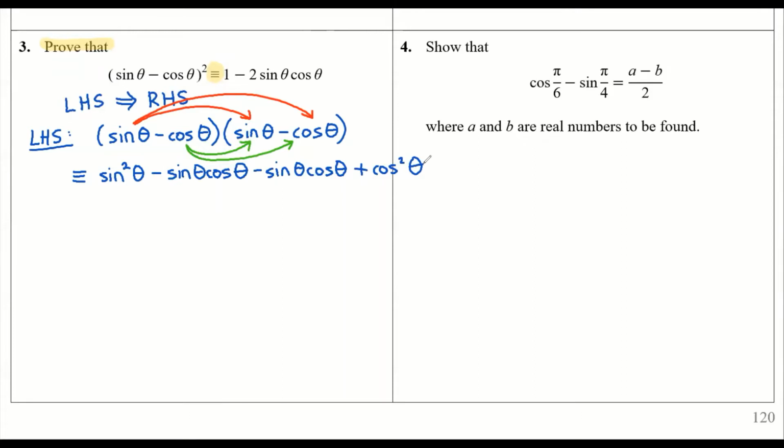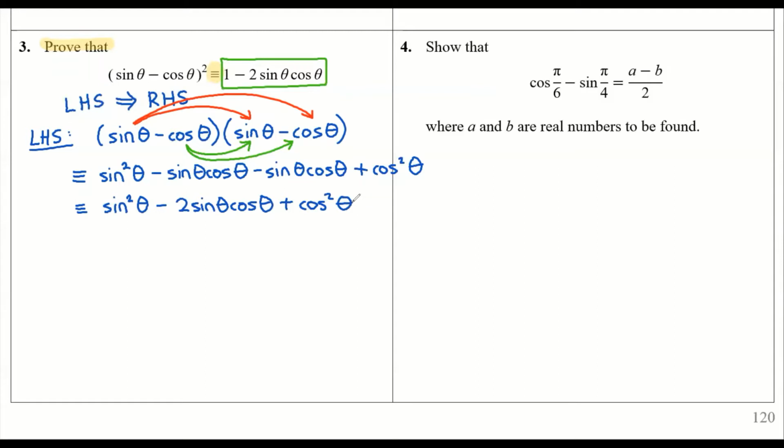So let's keep one eye on where we want to end up. We want to end up with the right-hand side over here. So we'll just keep an eye on that. Now, if I collect like terms, I can see that the two middle terms, the second and third term, are going to combine into this. So I'm going to have sine squared theta, subtract two lots of sine theta cos theta, with cos squared theta added on the end.